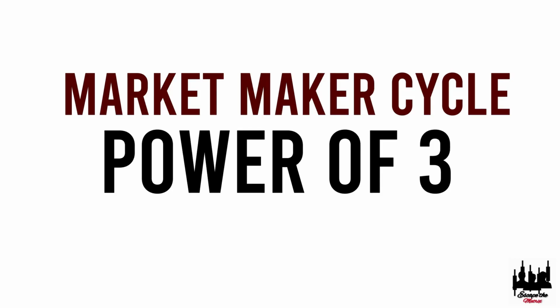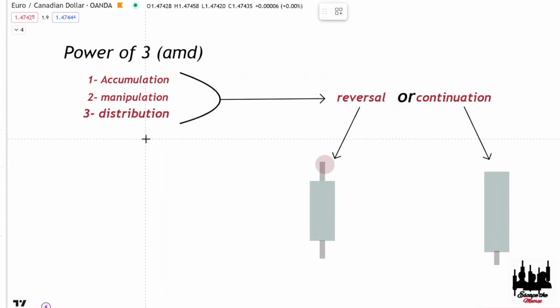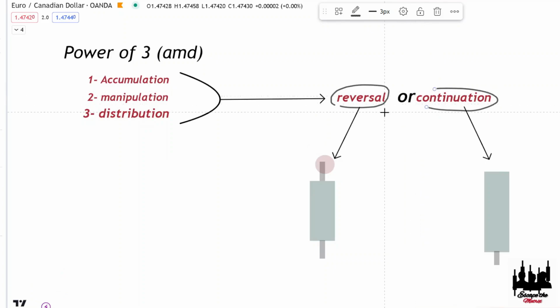I'm going to go over the power of three, the intraday market maker cycle. So the power of three consists of three phases: the accumulation, the manipulation, the distribution cycles, which later on can lead to either a reversal or a continuation. And we can see the examples here.